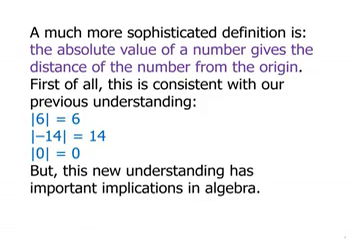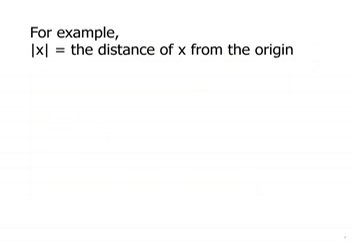This new understanding has important implications in algebra, and so we'll just be talking about some of the very basics of algebra here for a moment. For example, the absolute value of x is the distance of x from the origin. And again, distance is always positive, so whether we're at positive 50 or negative 50, we're at a distance of 50 from the origin.